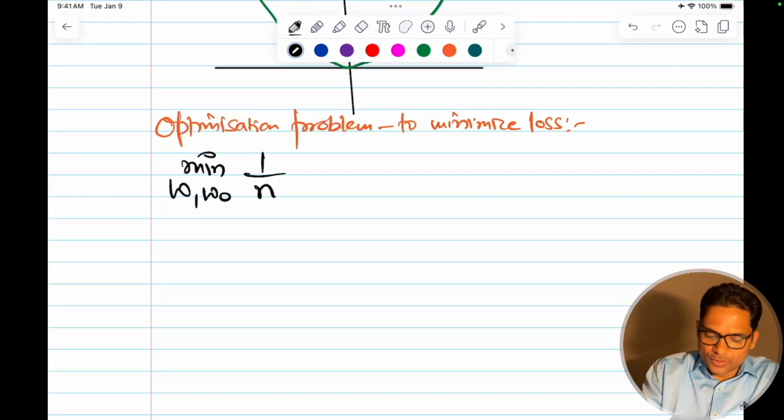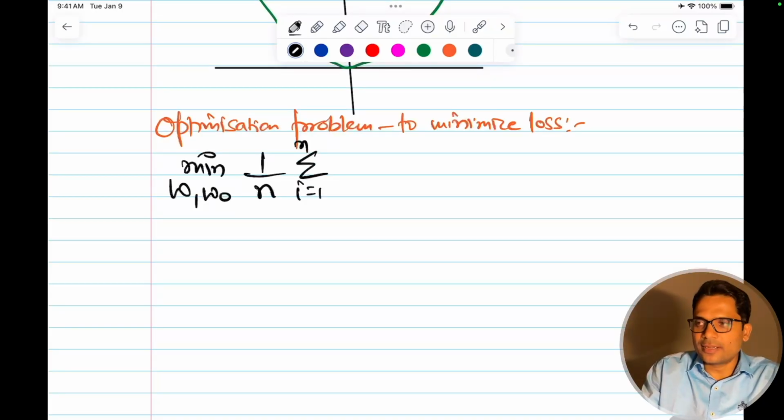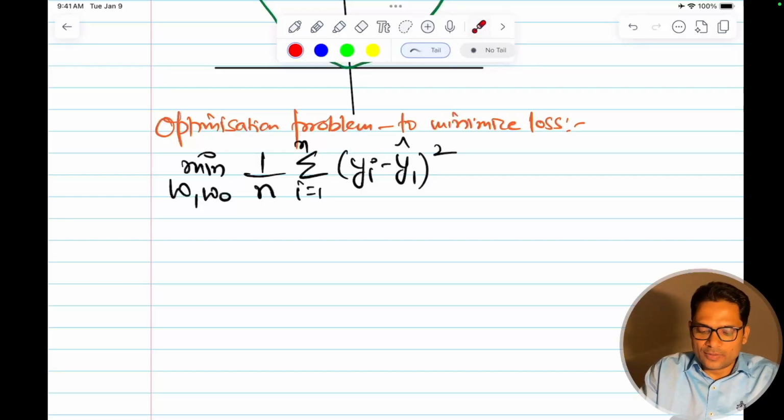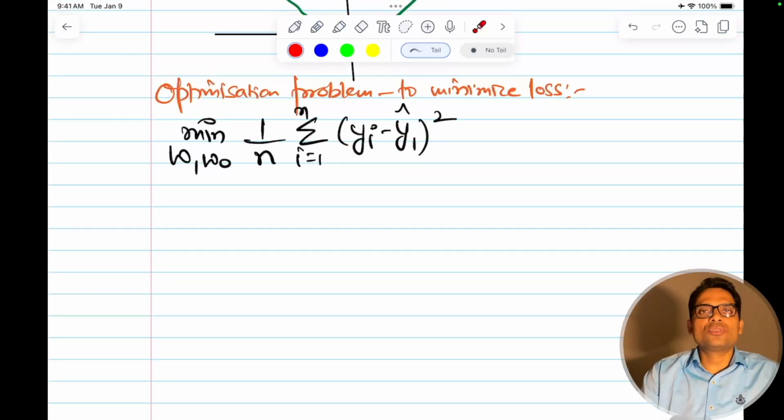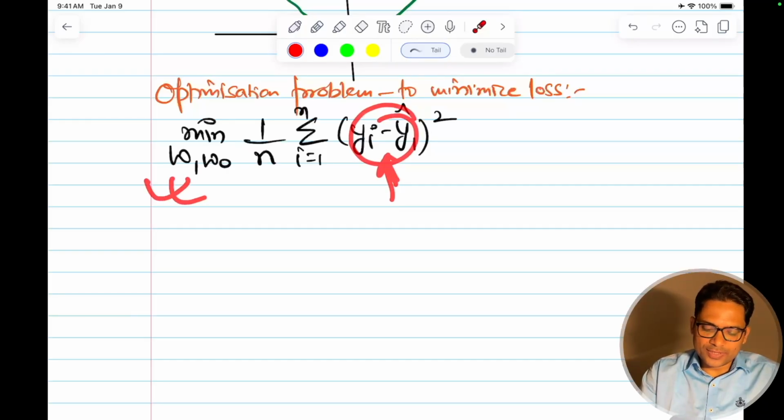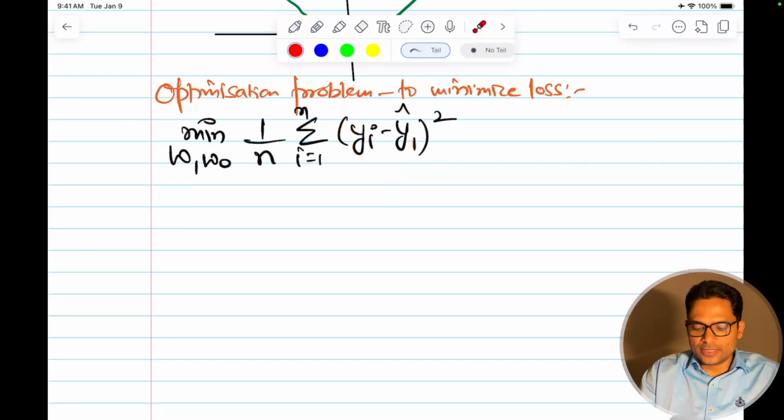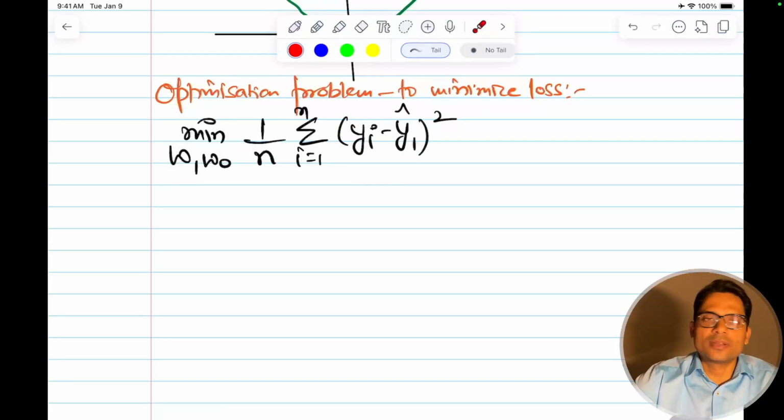This will be equal to minimizing the average, 1 by n, sum from i equal to 1 to n, of the mean squared error, (yi minus yi hat) square. For minimizing this, we want to find such weights where the distance between the actual and the predicted is minimum. They should be very close to each other, only then this will be minimized. So we have to find such weights that these two come very close to each other ideally. These are the parameters of the model.